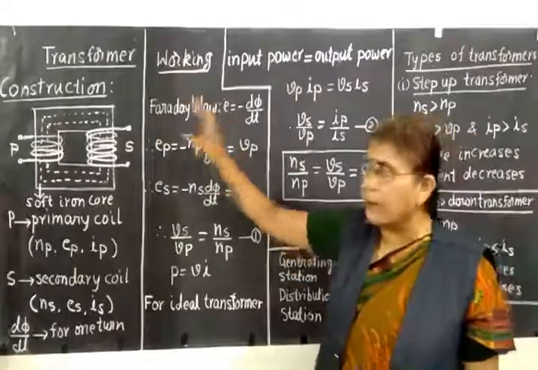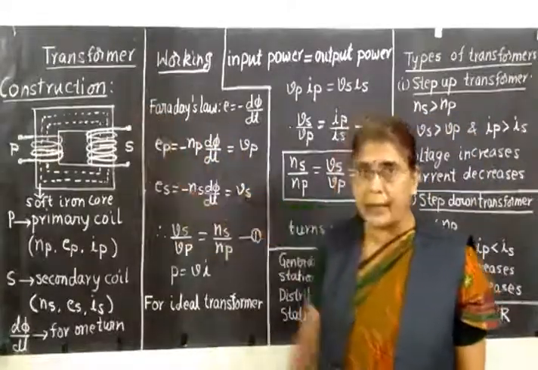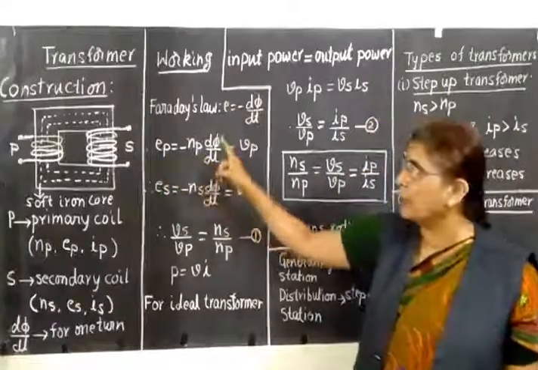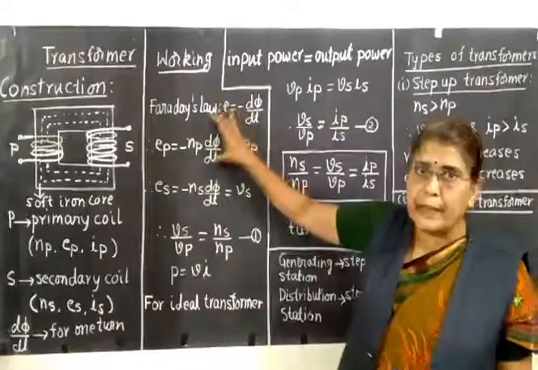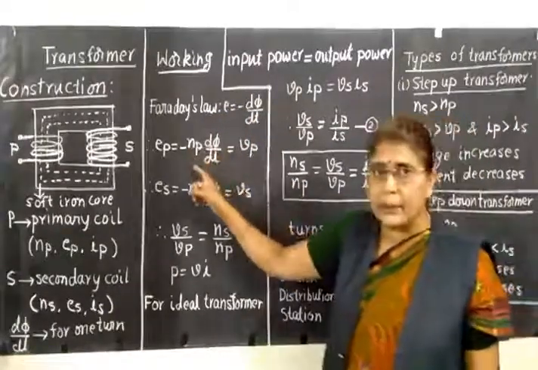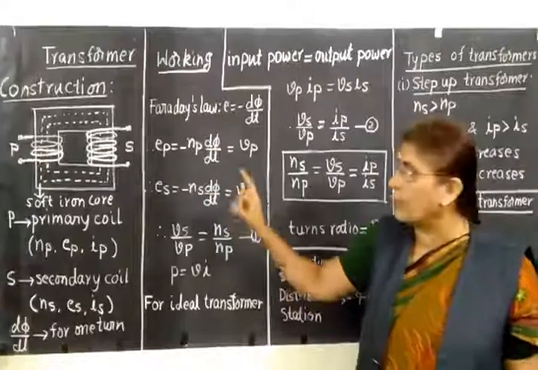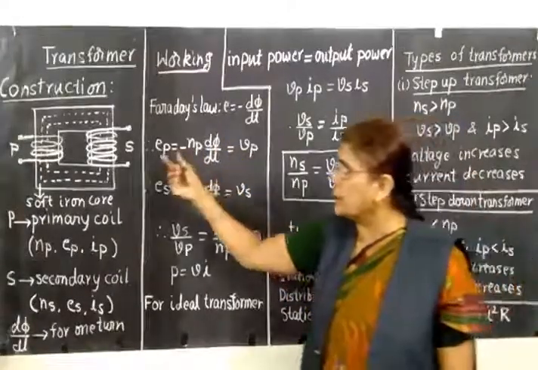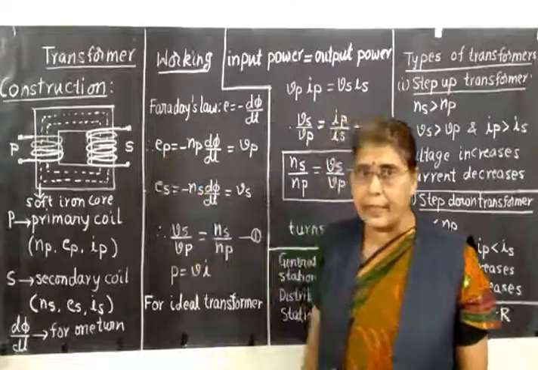So this will be nothing but the EMF induced in the primary coil, that is EP will be nothing but minus NP into d phi by dt. d phi by dt is the rate of change of flux for one turn, and because there are NP turns, the total rate of change of flux will be minus NP into d phi upon dt. So this is the EMF induced in the primary coil.